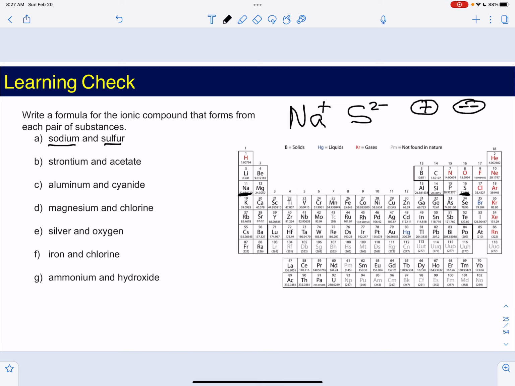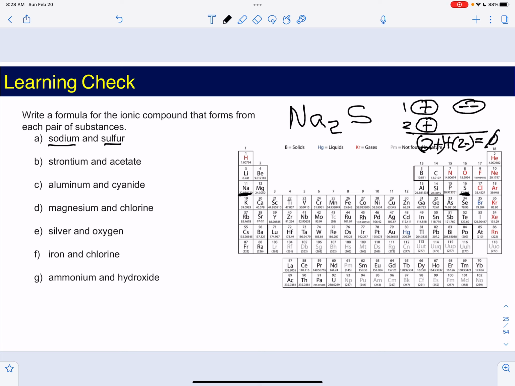So what do I need more? I need more sodiums. I need another package of plus 1. So that's going to be 2 plus combining with 2 minus, that's 0. So that's what you need. You need 2 of these and 1 of those. The moment they join together, the charges cancel each other, so you do not show the charges anymore. And we do not show the 1 either. So that will be the formula.